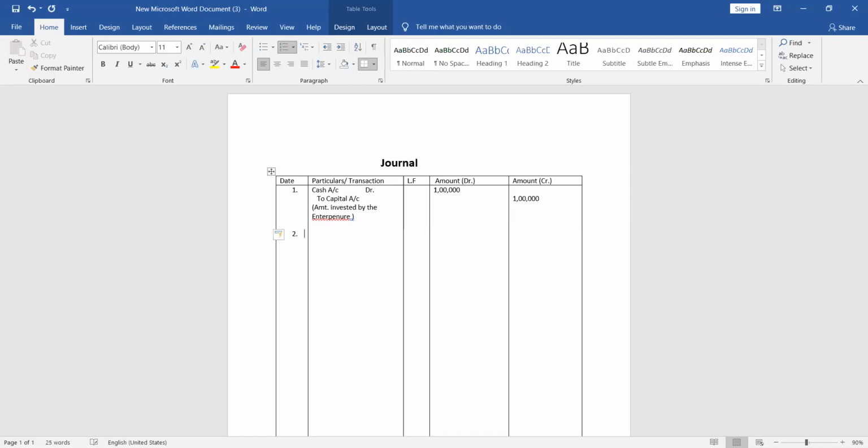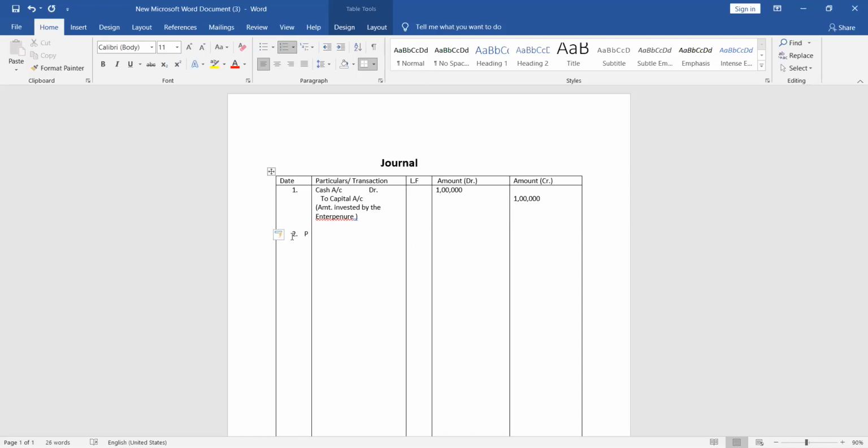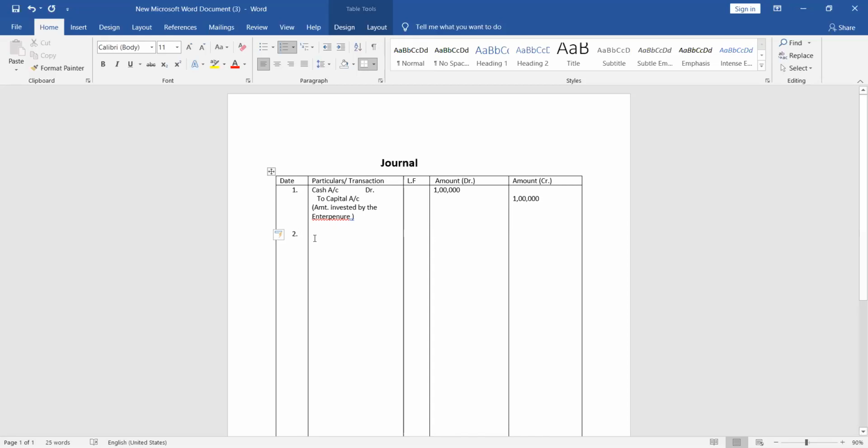The second entry will be purchase of goods. Suppose you are purchasing the goods. What happened in that case? Please write down purchase of goods for cash. When you are purchasing the goods, goods are coming to your business. And you remember in the second chapter we have done, whenever any goods are purchased, it is to be recorded as purchases account. So whenever any goods are purchased by you, it is to be written over here.